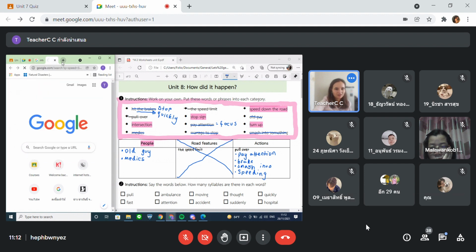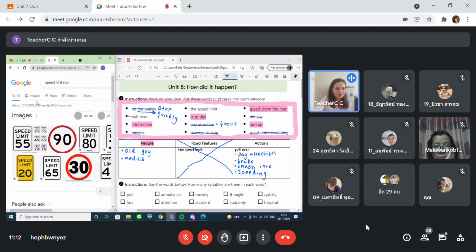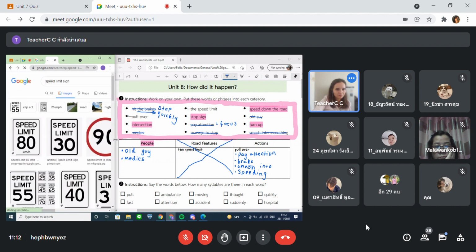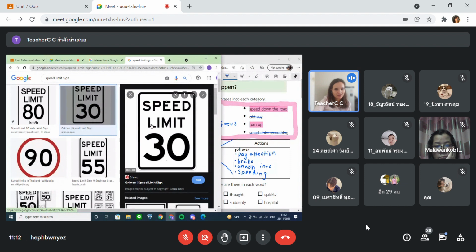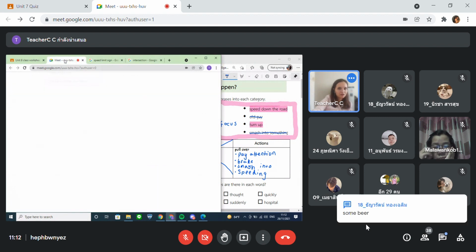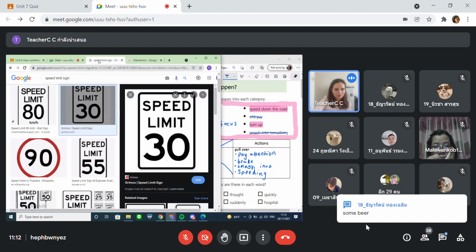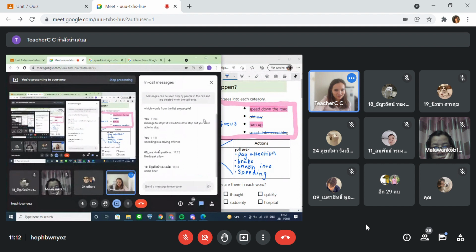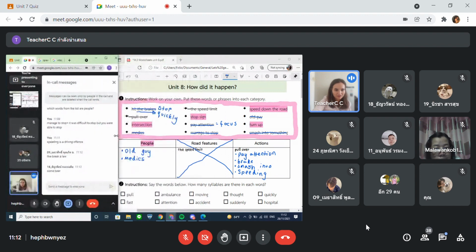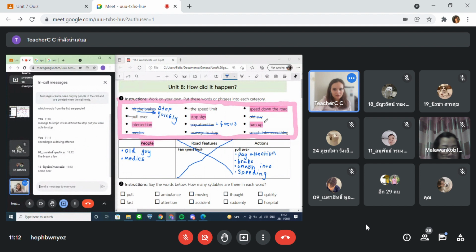Speed limit in Thailand. Speed limit sign is like this. Yeah, you've seen this? So say, for example, there is a speed limit of 30 kilometers per hour. Yeah, so there's a school nearby or something like that. If you are driving at 40 kilometers per hour, then you are speeding. Like break a law. Yeah, exactly, like breaking a law. Perfect. Okay. So speeding down the road is an action.